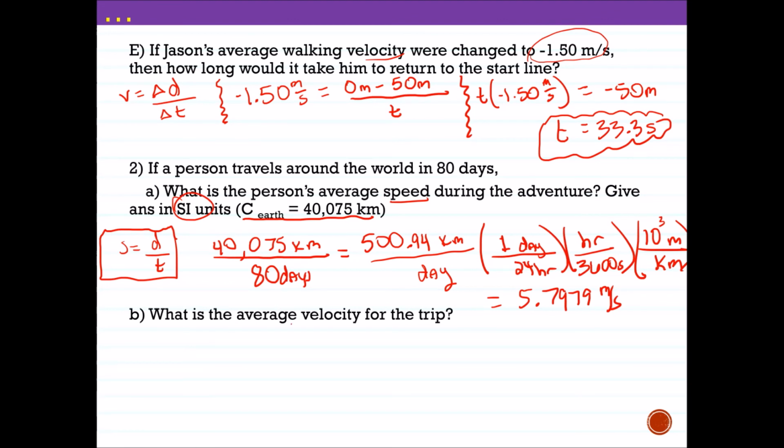What is the average velocity for the trip? Well, did you learn from Jason's experience where he returned back to where he started from? Same concept. If you go all the way around the Earth and back to the same position that you start from, the average velocity for the entire trip is 0 meters per second.